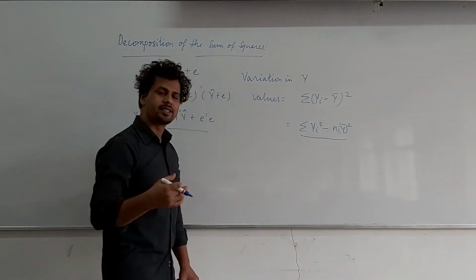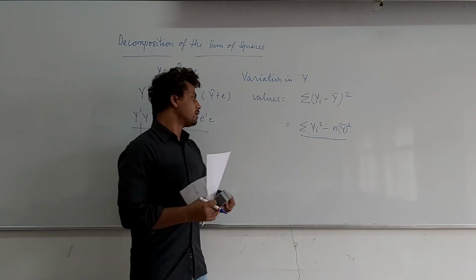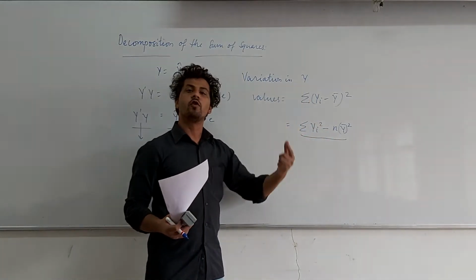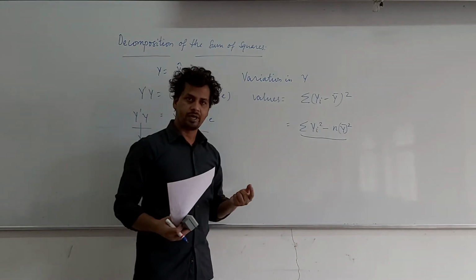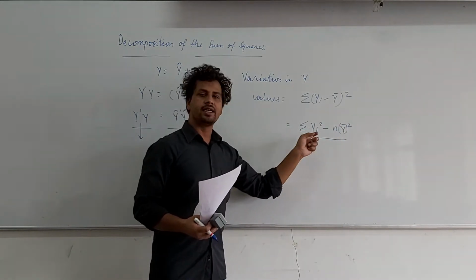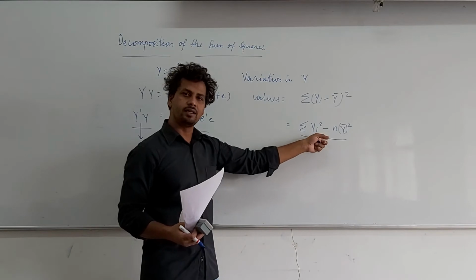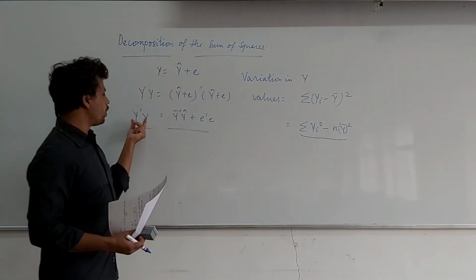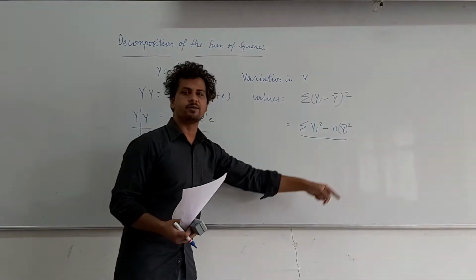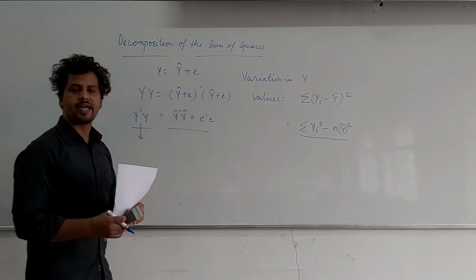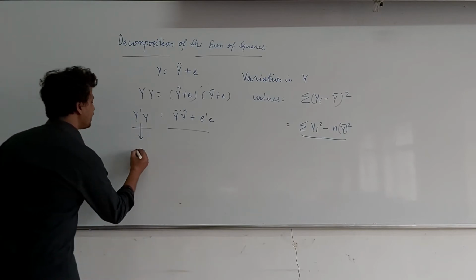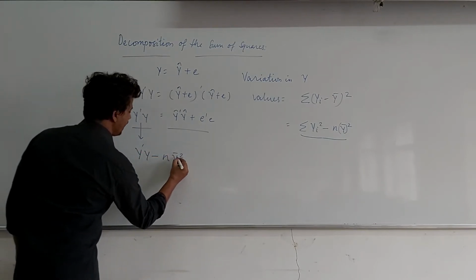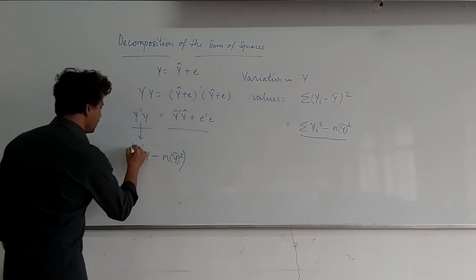Why am I talking about variation in y values? Because this is nothing but the sum of square deviations. Deviations from what? Deviation from the mean value, right? So this is the variation in y values. Ultimately we are interested in this term rather than this term. So what we do is we subtract n times y bar square from both sides of the expression, and then we can write it as y transpose y minus n times y mean square.